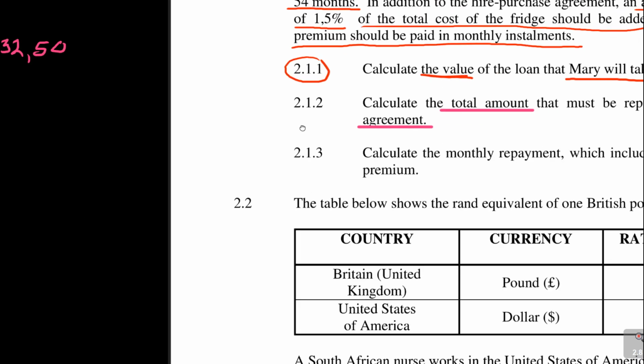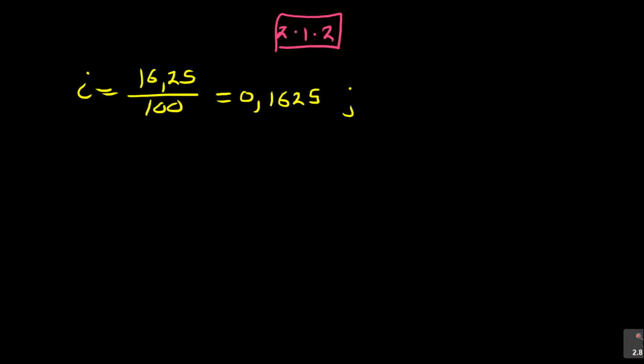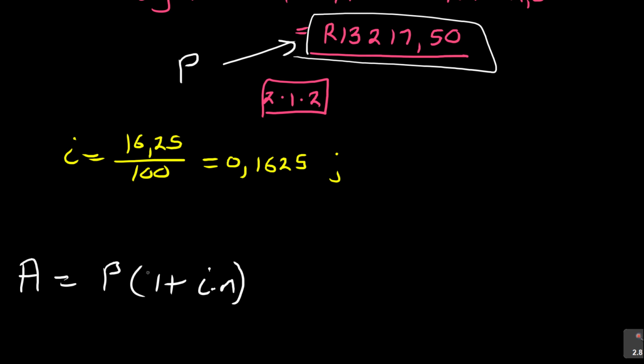Of course, we have to put in the formula. Let me put the formula so that you understand what I'm dealing with. Remember, the formula says A is P(1 plus I times N). Hence you see me finding the I. Now my P, guess what? I got my P. This is my P. That's what I'm going to borrow now. Then my N is the next one.